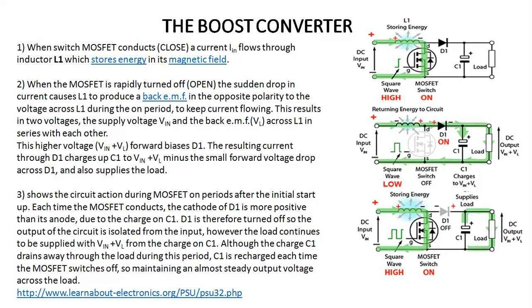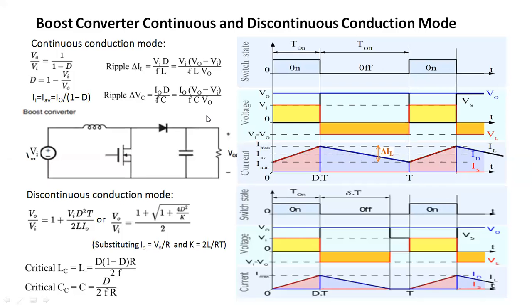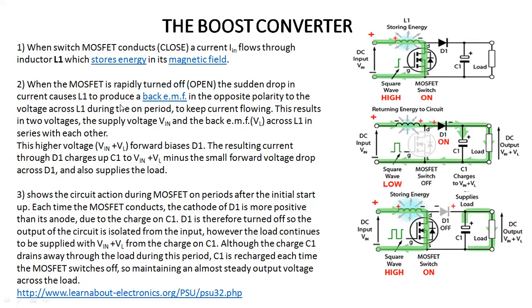It means what? What we are saying here, when we are giving the input voltage, but how are we giving? When we are making the switch off. When we are making this switch off, it means what? We can say when the MOSFET is rapidly turned off, there will be a sudden drop in the current, which will cause the back EMF to be produced, which will work in the opposite polarity with respect to the voltage across the inductor L1.